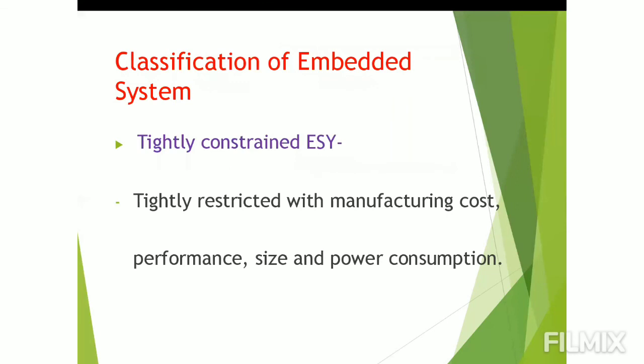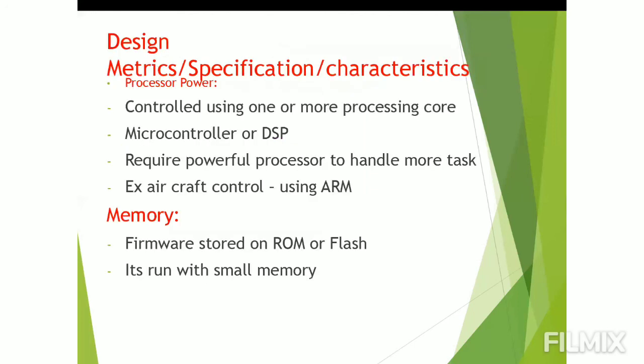The next system is tightly constrained embedded system. The tightly constrained embedded system is tightly restricted with manufacturing cost, performance, size and power consumption. In next lecture, we will discuss the design metrics, specification and the characteristics of embedded system.